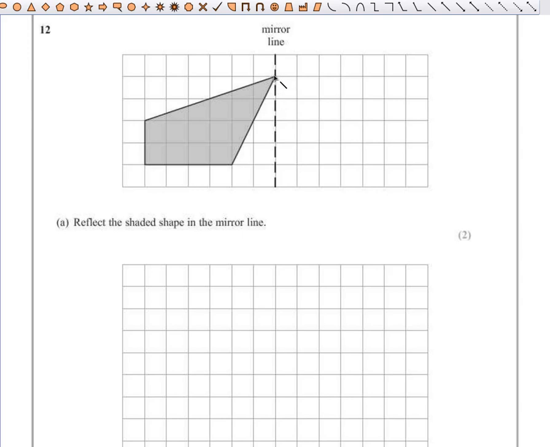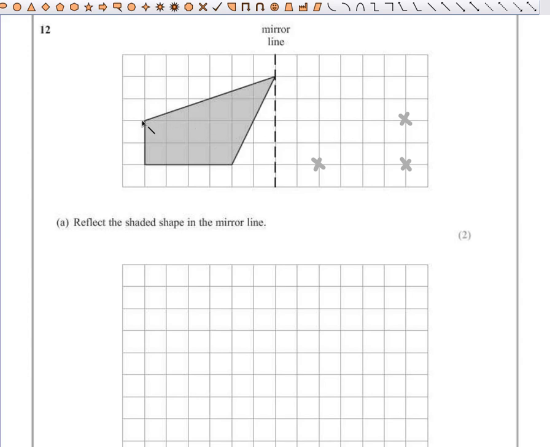Now because this point is on the mirror, that can stay where it is. But this point here is exactly 2 squares away from the mirror line, so it should be 2 squares away on the other side. So we can make a note that that's where the corner is going to go. Same thing on these other points here. I can count 1, 2, 3, 4 squares away, but it goes the opposite direction. 1, 2, 3, 4. So I'll have one point over here. Next one goes 2 squares up, and that makes the final corner there.